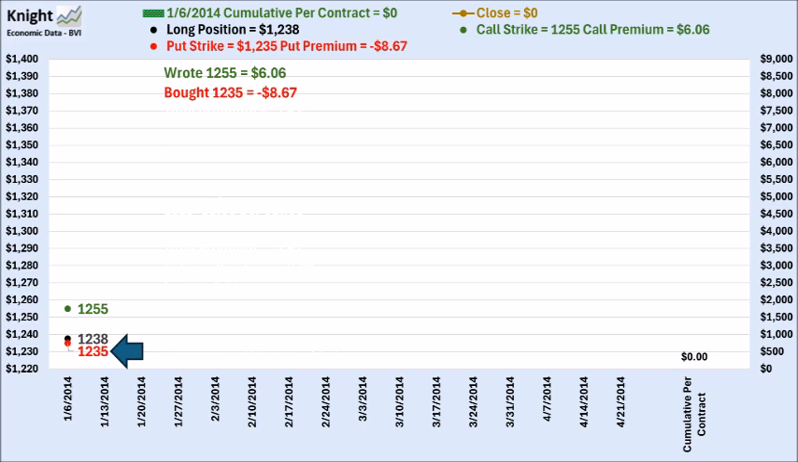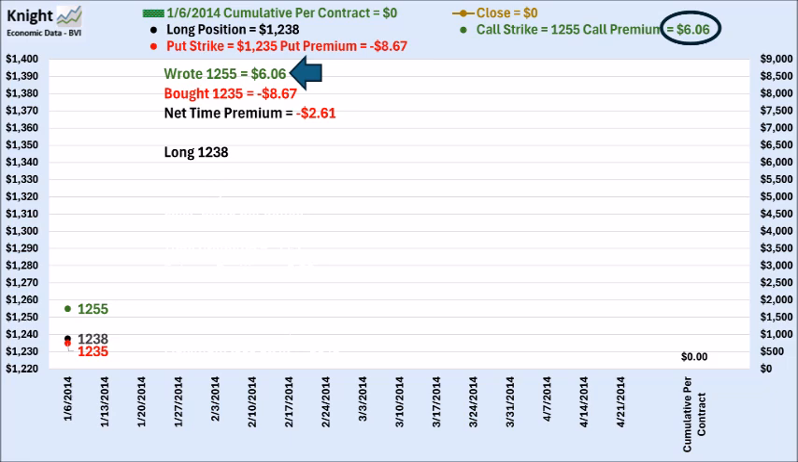Because this 1235 put is closer to the market, in this example our 1238 long, the time premium for the put is going to cost more. In this example, $8.67 per ounce, or $867 per contract. Here's the math. We're long at $1,238 per ounce. We've written the 1-week call at $1,255. Collected an average of $6.06 per ounce, or $606 per contract.